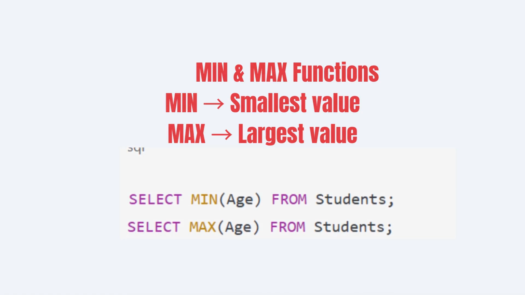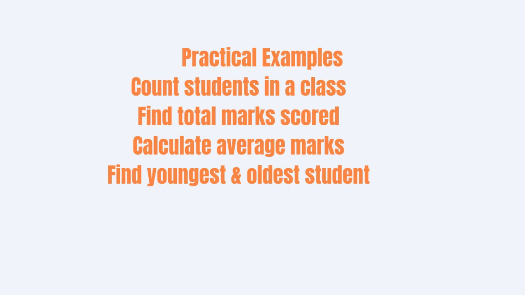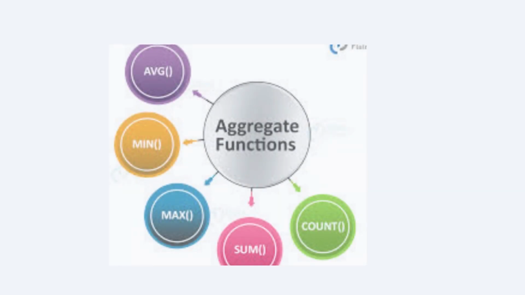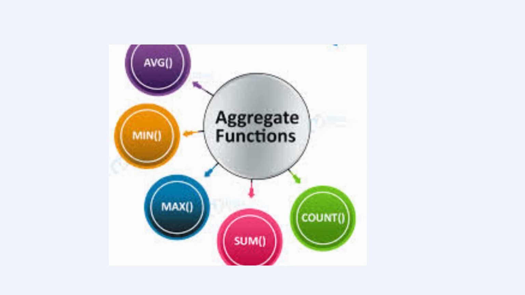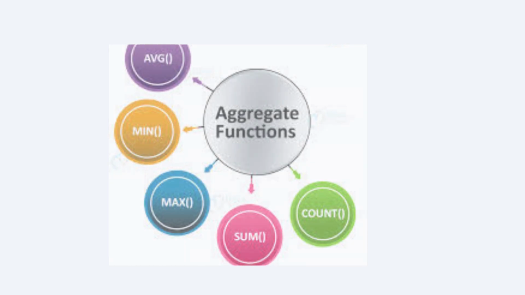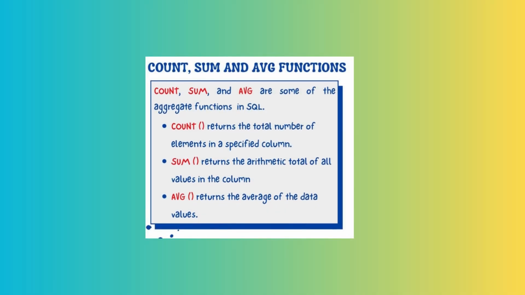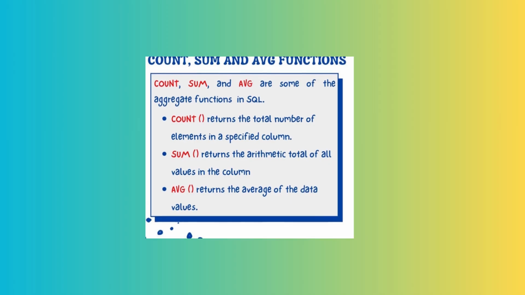And now next we have SUM and AVG. SUM adds all the values together, AVG will give us the average, MIN will give you the smallest value, and MAX will give you the maximum value in the table.